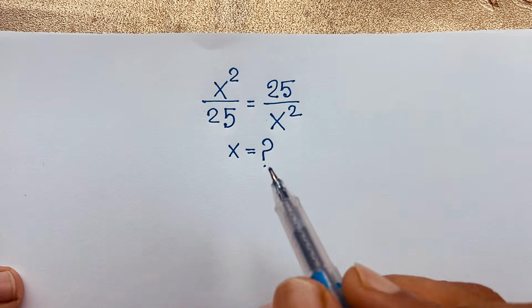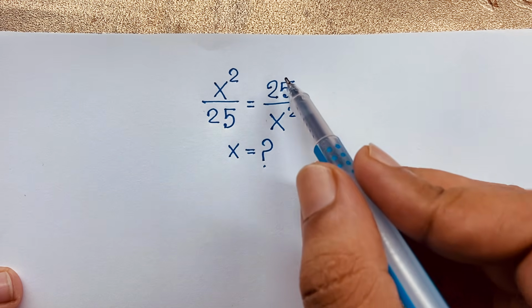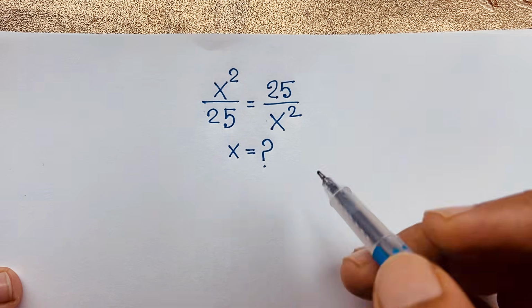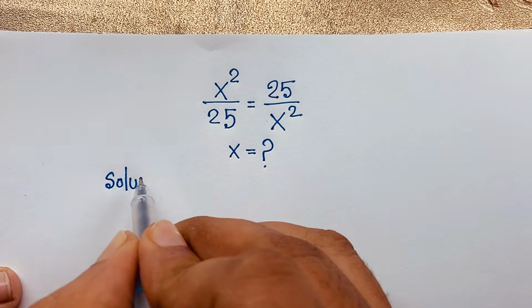Today we'll solve an interesting math problem: x squared over 25 is equal to 25 over x squared. x is equal to what? How to solve this interesting math problem or math solution?